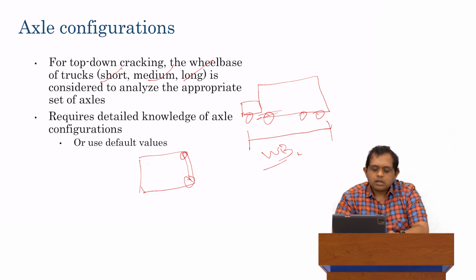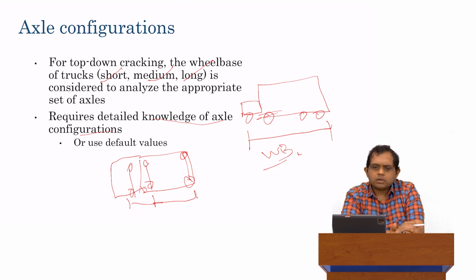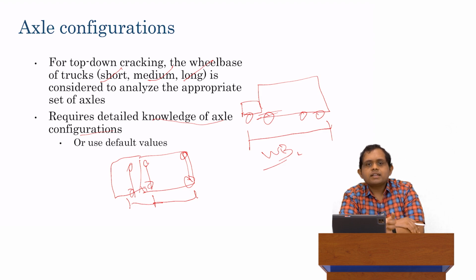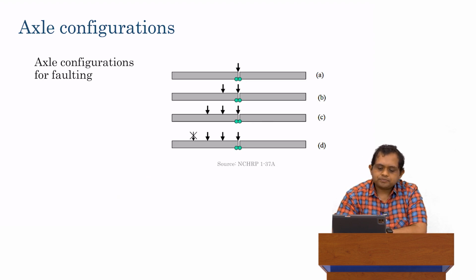The main idea for top-down cracking is you have to have your loading configuration like this, with an axle here, another axle here, and then another axle here, and this is another slab. So you have to have more detailed knowledge about what is actually the wheelbase, what is this distance, what is this distance. So it requires a detailed knowledge of axle configurations. Some default values are also known, but generally the analysis of top-down cracking is more complicated than the analysis of bottom-up cracking, because we have to have more detailed knowledge about the wheelbase, which is not very important when we're doing bottom-up cracking.